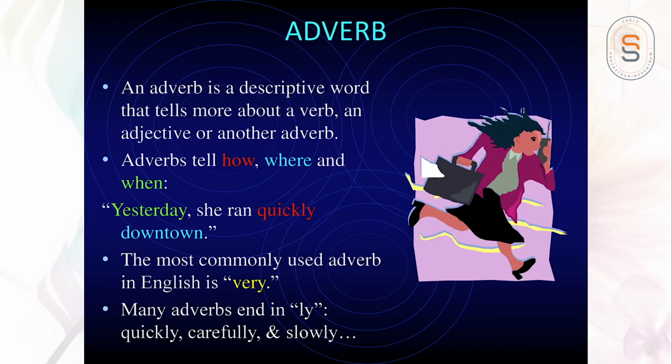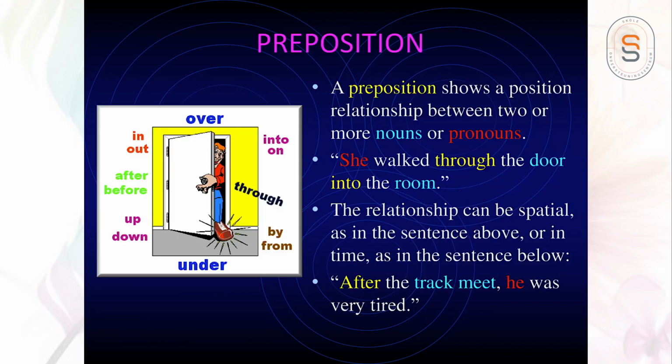How did she run? Quickly. When did she run? Yesterday. Where did she run? Downtown. A preposition shows a position, a relationship between two or more nouns. She walked through the door into the room.